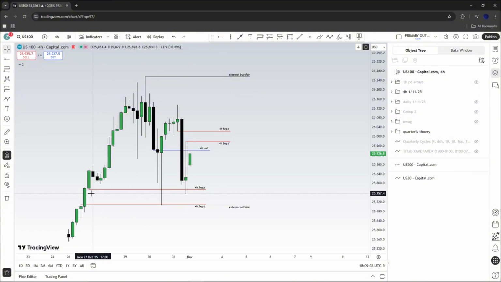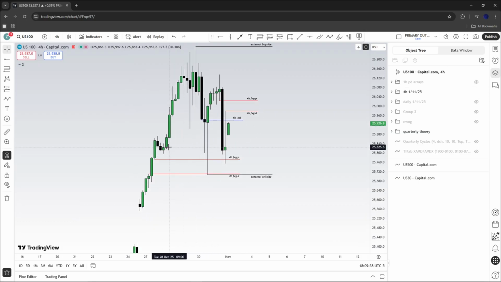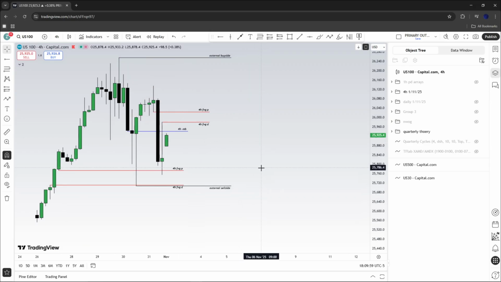Previous week 4-hour fair value gap. It's not a discounted rate, but it is a form of discount that's being offered inside of the fair value gap. And below these lows is internal sell side liquidity. We swept that, proceeded to rebalance or trade back into the 4-hour fair value gap, found support there, had multiple touches, and now we've basically just bounced off of that.